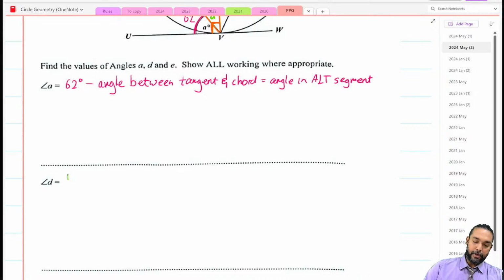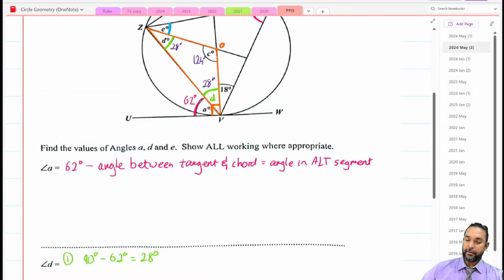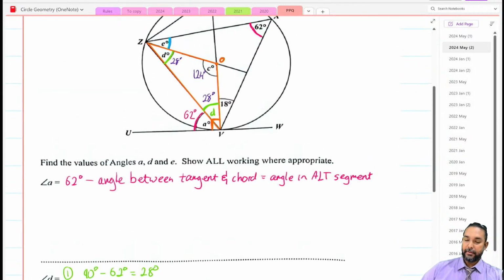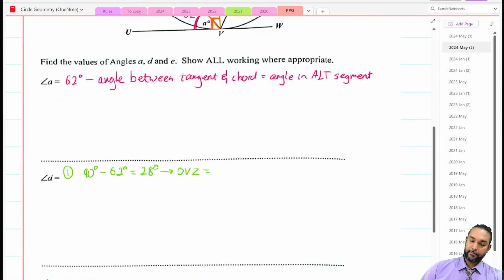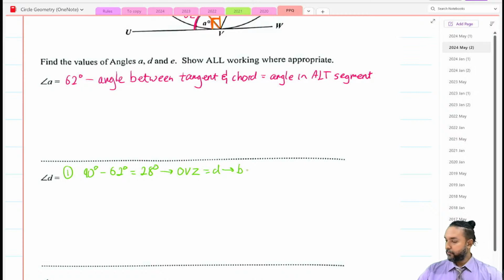So one option is you could say 90 degrees minus 62 is equal to 28 degrees. Now that's angle OVZ, right? OVZ. That's the angle down to the bottom there. We wanted this. So you had to state that those two are equal because it's an isosceles triangle. Right? So this is angle OVZ, which is equal to angle D. Right? Because it's base angles of an isosceles triangle.